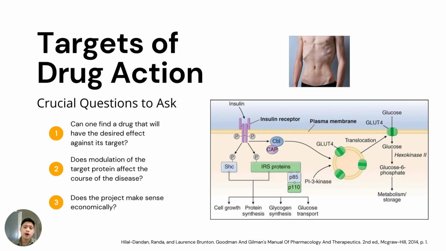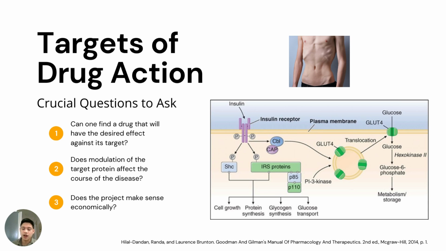Now, can you just imagine how they developed insulin years and years ago? So that is through the wisdom of Dr. Banting, who discovered insulin. So let's try to situate ourselves in the mind and in the shoes of Dr. Banting. Can I find a drug that will have the desired effect against the target?